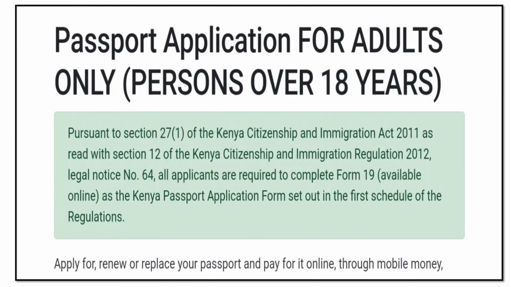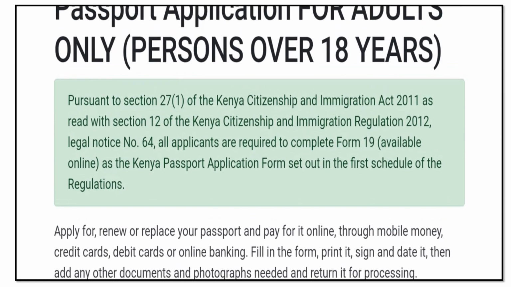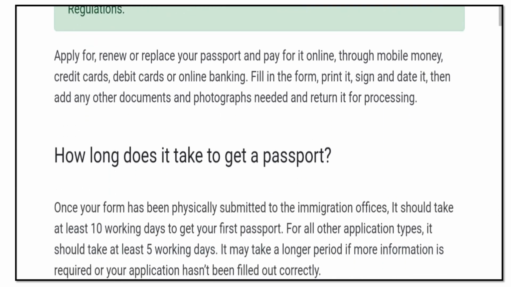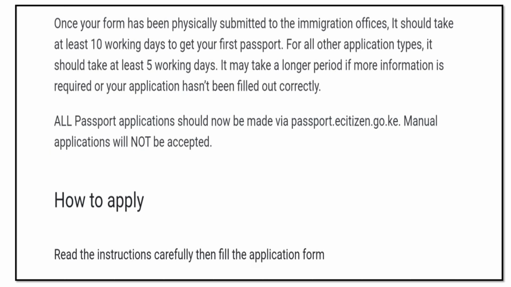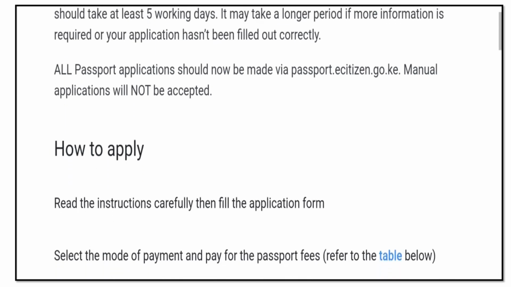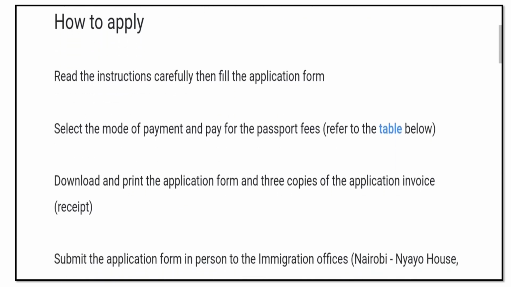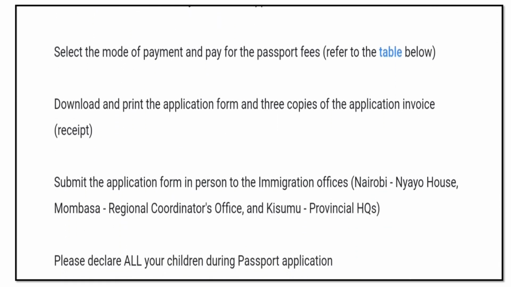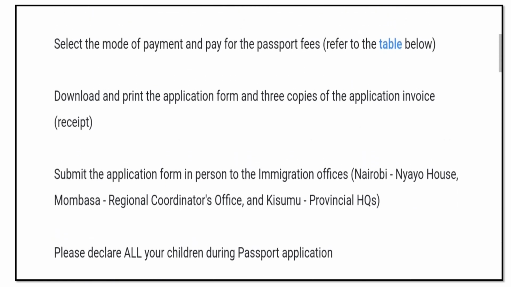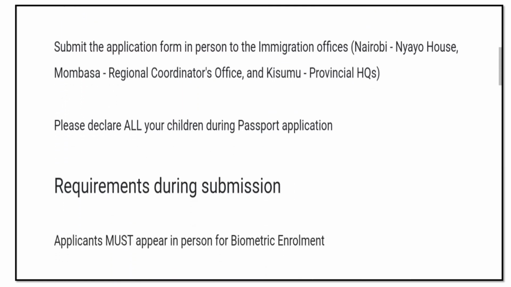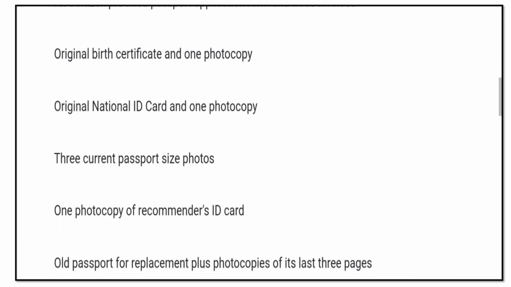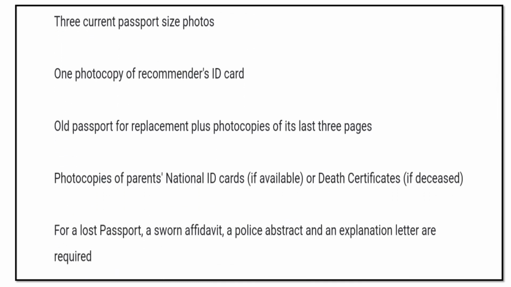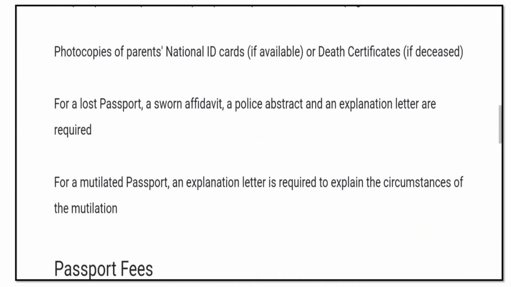Page number 2 says adult application instructions. Kindly read through these instructions and understand everything here. It says how long does it take to get a passport. That is around 10 working days. How to apply for a passport includes some steps on how to apply. Requirements during submission: what you require to have with you just before you go to the immigration's office.